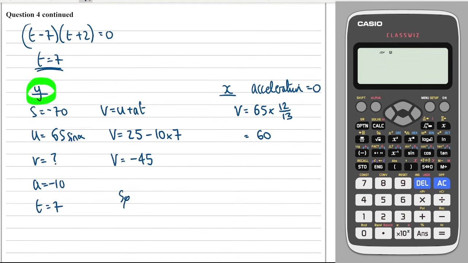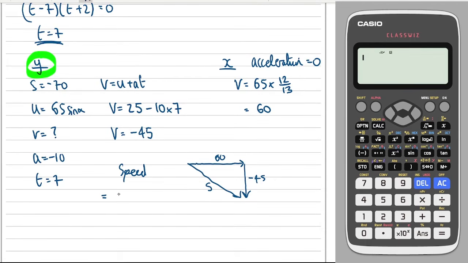So the overall speed will be the magnitude of the velocity. So it'll be going 60 along that way, and it will be going minus 45 down that way. So the speed will be this magnitude here. So that will be the square root of 60 squared plus minus 45 squared. So I'll put that into my calculator, and I'll do the square root of 60 squared plus 45 squared, essentially. That's going to be 75. So 75 meters per second.